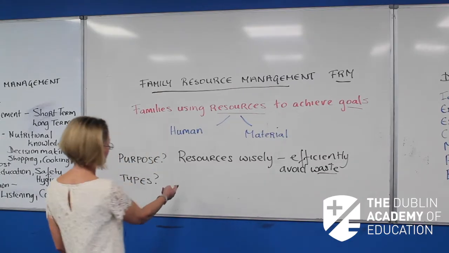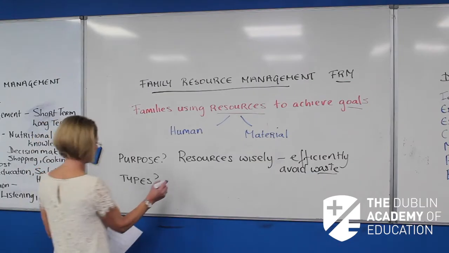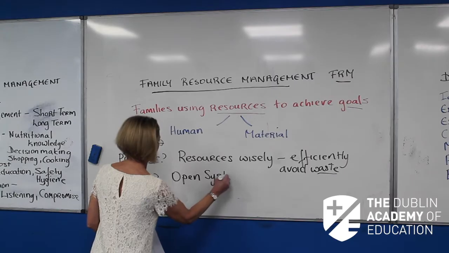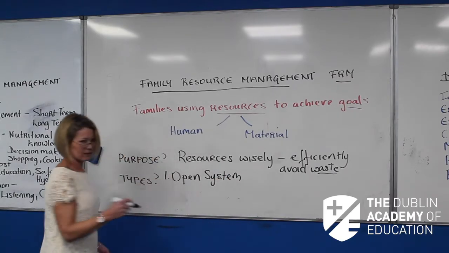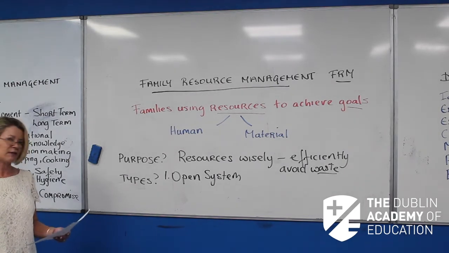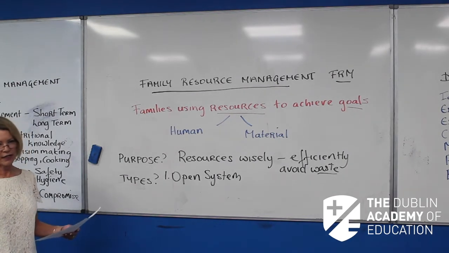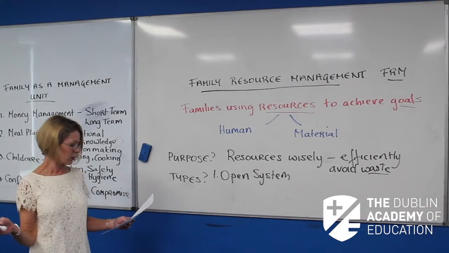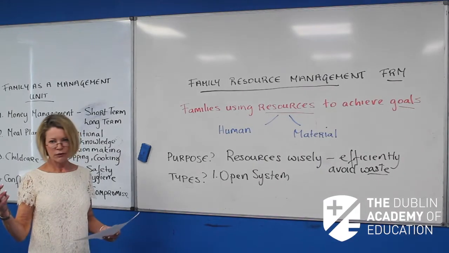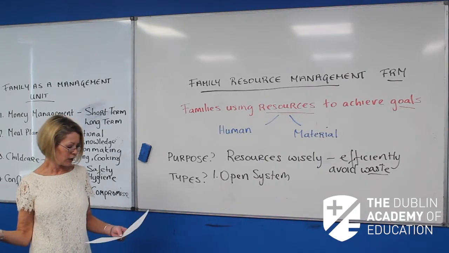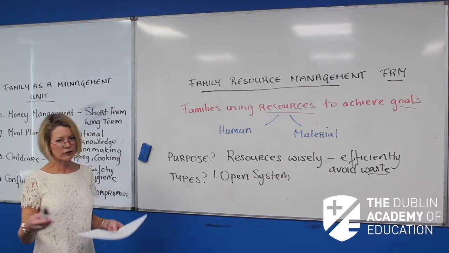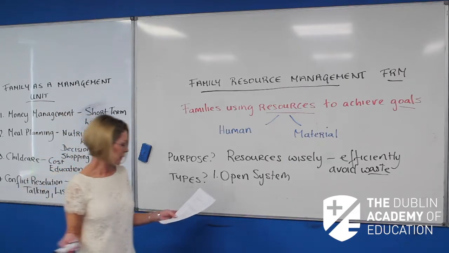So there are two types of family resource management. There's what we call an open system. The open system is the one that we're familiar with in our families, where the families use outside agencies and resources to help them achieve their goals. So for example, we use a school to educate our children, we use a college for them to get third level education, we use a hospital for our health care, and we go to work to earn money.